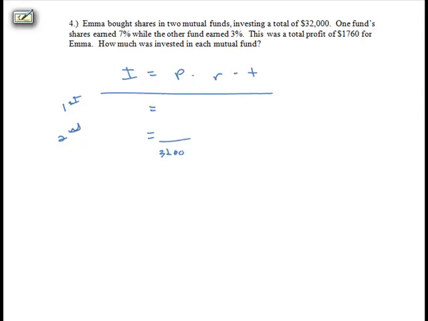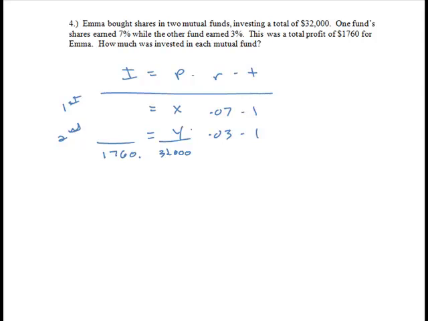So the first number we see in the problem, 32,000, the total amount invested between the two accounts. One is at 7%, one is at 3%, so change them to decimal, and the time once again is 1 year. The total amount invested, interest earned, total amount earned in the investment, 1760. So we're going to let our two variables, X and Y, represent the amount invested in each account. X will be invested at 7%, Y invested at 3%.